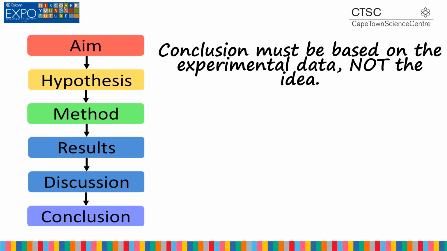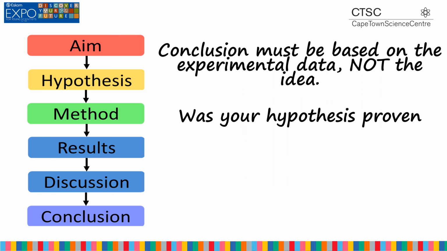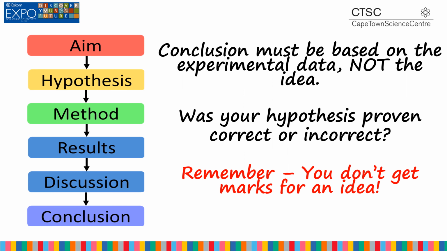No matter what your idea is, your conclusion in the end is based upon what you actually did in the experiment. You need to ask whether your hypothesis was proven correct or incorrect. And this is the thing, it's okay for it to be incorrect. You do not lose a single mark when you prove that your hypothesis was incorrect. It is just as good as a project that was correct.